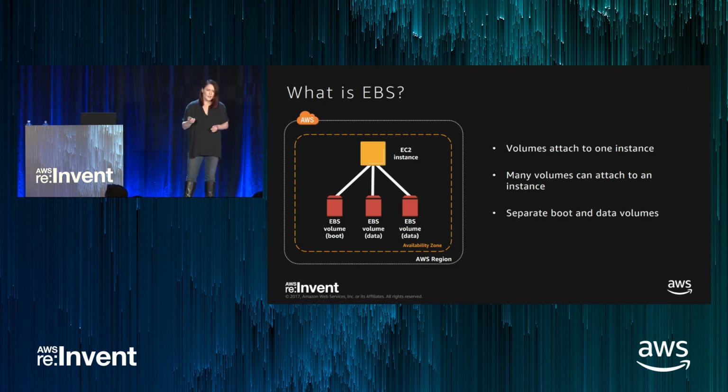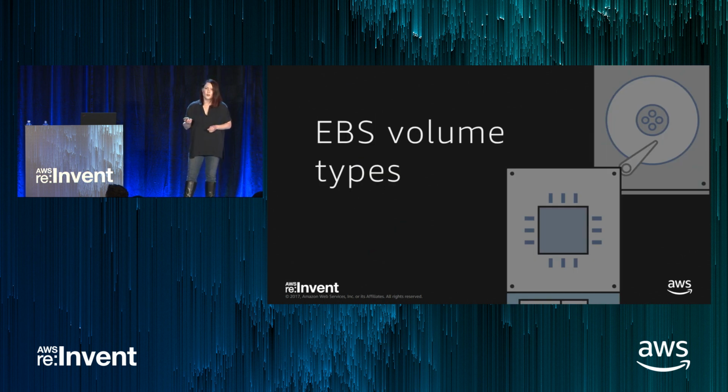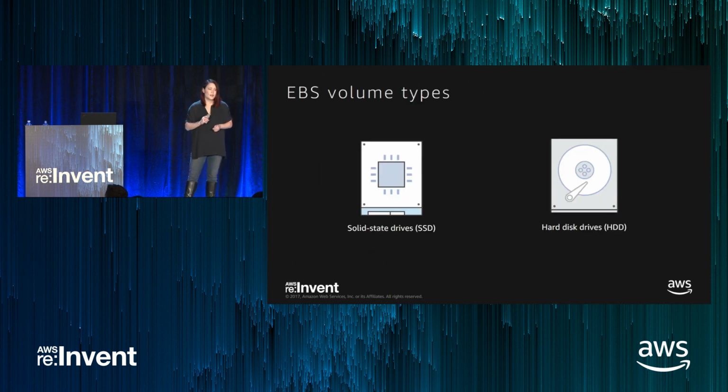I'm going to go in a little more depth on the EBS volume types. So we've got two main types of EBS volumes. There are solid-state drive-backed EBS volumes and hard disk drive-backed EBS volumes. And there are some differences that are related to the physical characteristics of the underlying media.